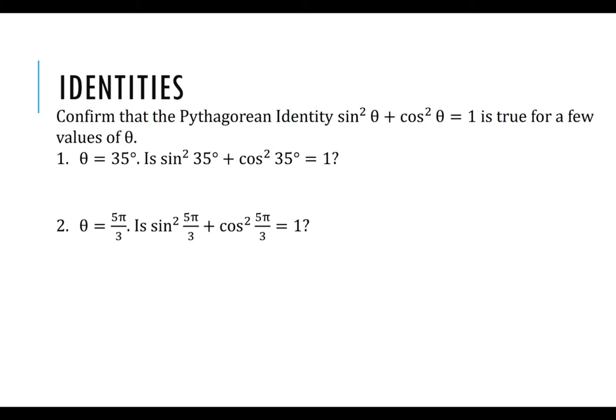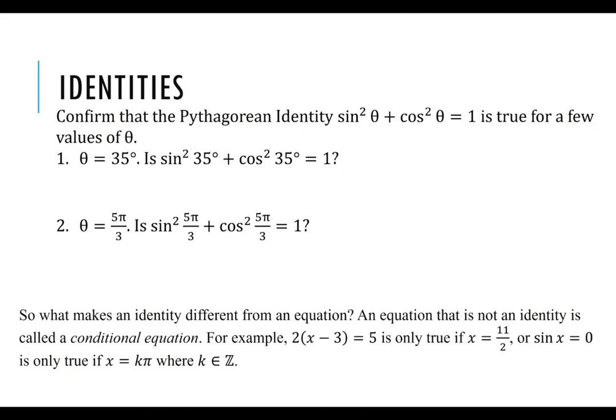Now, the truth is that I don't care what theta you choose, as long as the theta you choose for both of these equations is equal. If you plug it into the Pythagorean identity, sine squared theta plus cosine squared theta, you will always get 1. Well, that brings up a good question. What makes an identity different from an equation? Well, an equation that is not an identity is called a conditional equation.